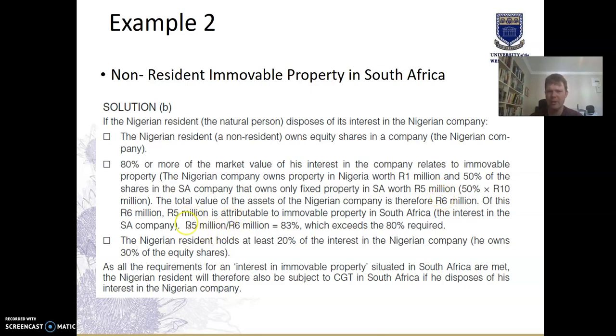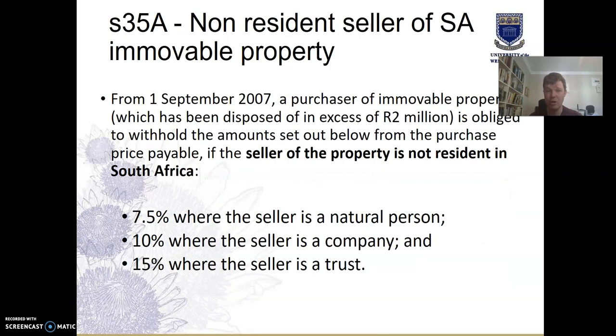Of that 6 million, 5 million is South African, which means 83% of this company's value comes from South African fixed property. Because that exceeds 80%, we're good to go. We meet both requirements, and the Nigerian individual would be subject to South African CGT if they were to dispose of their interest in the Nigerian company. Okay. Again, I know this can seem a little bit complex, but just take a bit of time and figure this one out. If you can't, let me know.